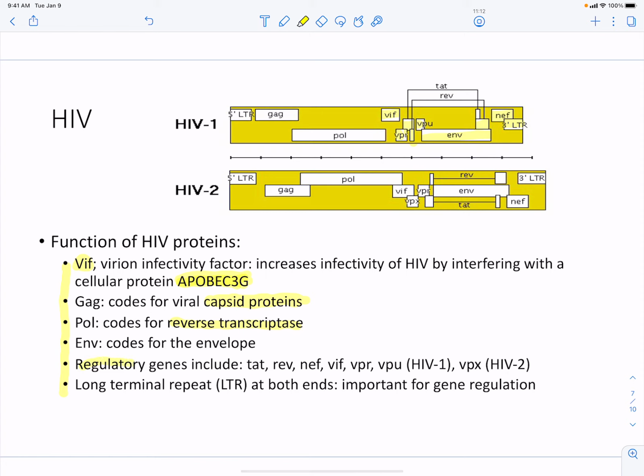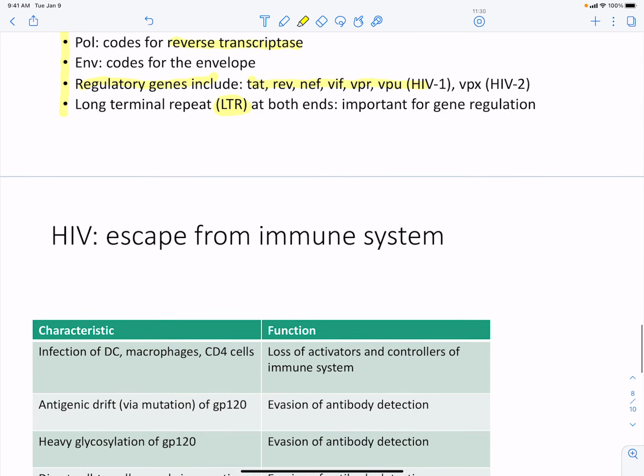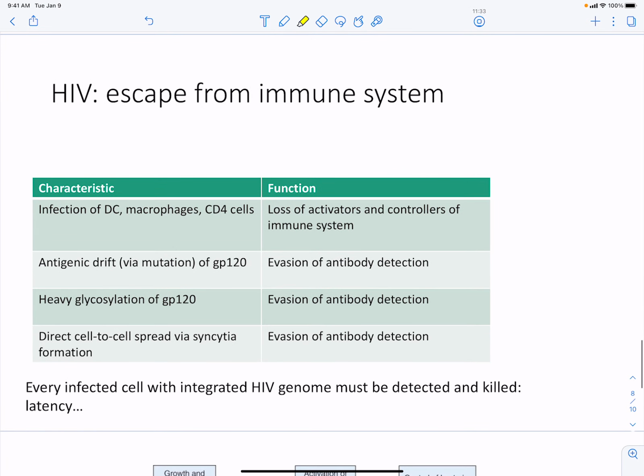There's going to be a series of regulatory genes. We have TAT, REV, NEF, etc. All of these retroviruses have these long terminal repeats at each end, and these long terminal repeats, again, are going to be important for regulating genes as well as recruiting host RNA polymerases to make their genes. Now, HIV can escape from the immune system because it has a lot of mutations.